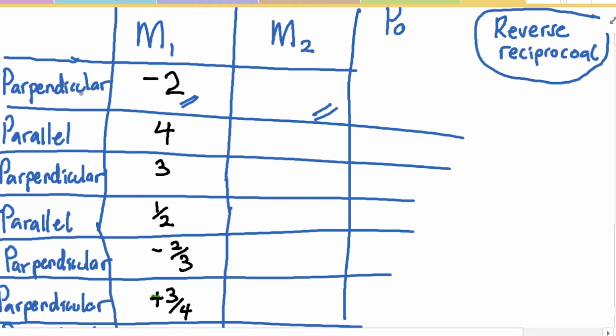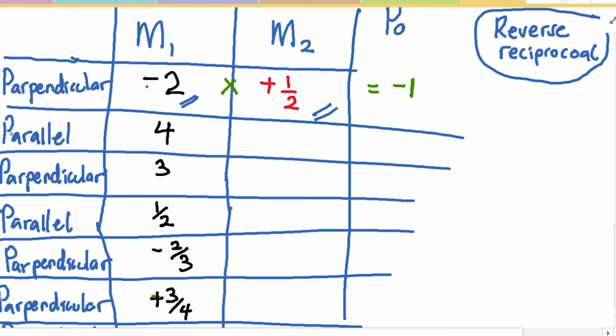For example, here, perpendicular, line M1, the gradient is -2. So what is the gradient of the second line? It is the reverse. By reverse, we mean that if this is negative, this is positive. Then reciprocal: the reciprocal of 2 is 1/2. And that is the answer, the gradient of the second line. Why? Because when we multiply this times that, you end up with -1, which is the law that governs perpendicular lines: when you multiply their gradients, you get -1.